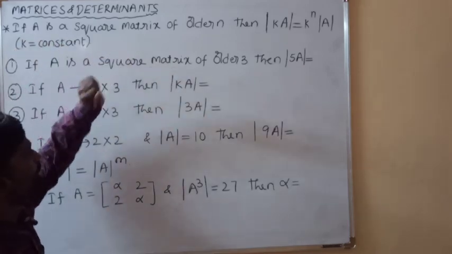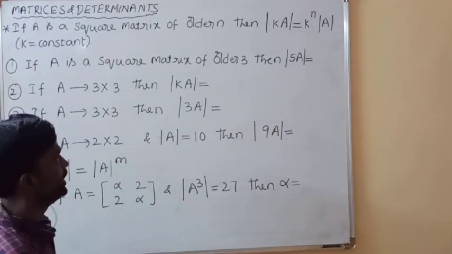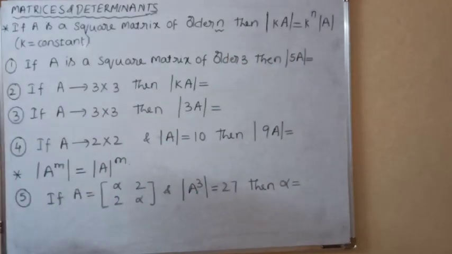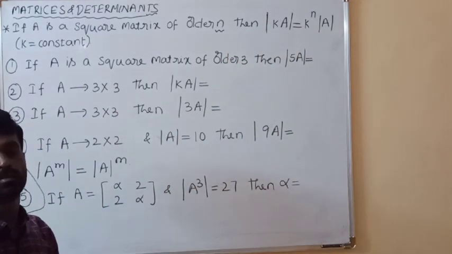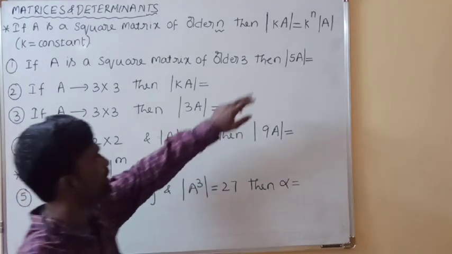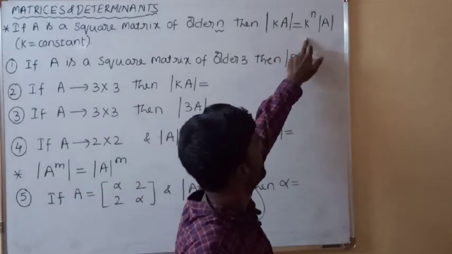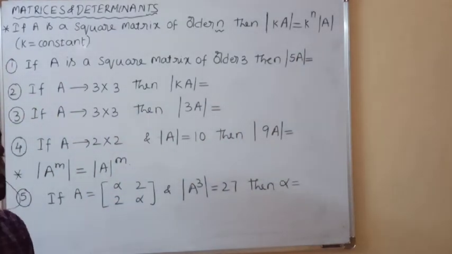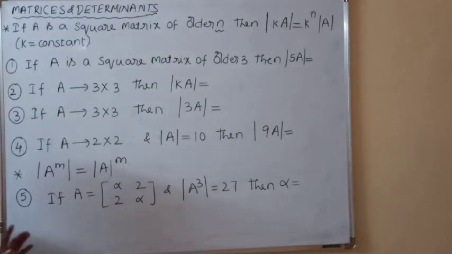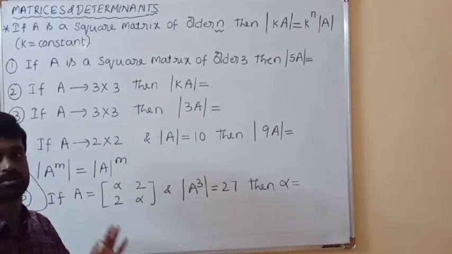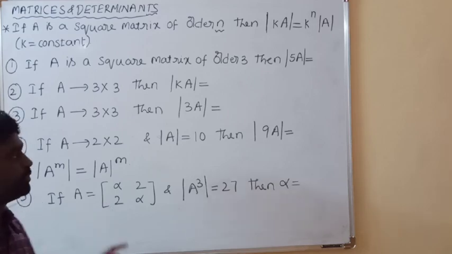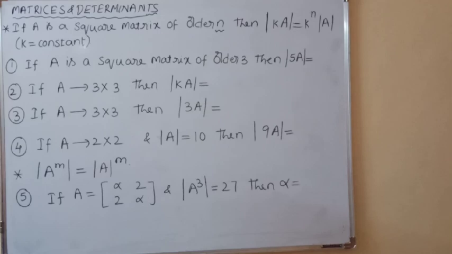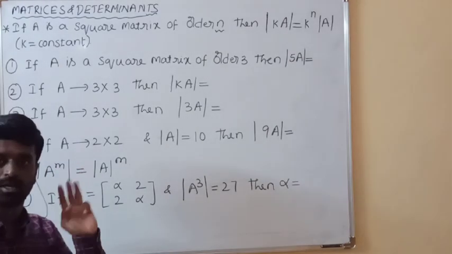If A is a square matrix of order n, then the determinant of kA formula is what? K power n into det A. Determinant of k into A is equal to k power n into det A, where k is a constant. Whatever I have written here, almost every problem was asked 2 times. Particularly this third problem was asked 3 times.